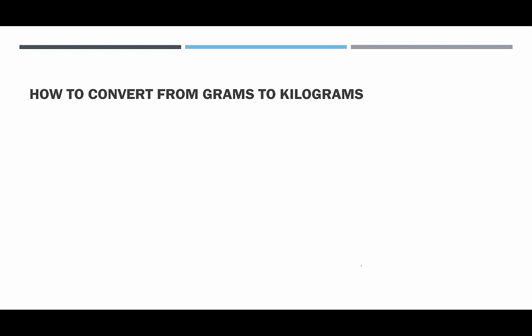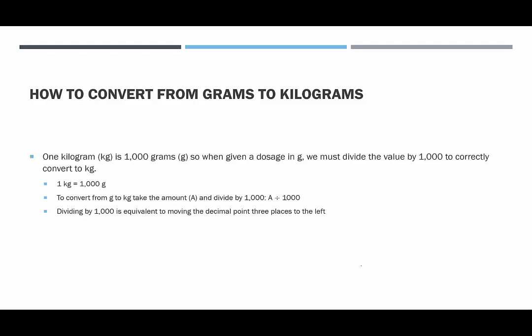Okay, so how do we convert from grams into kilograms? 1 kilogram is 1,000 grams. So when we start in grams, we divide that value by 1,000 to correctly convert to kilograms. The important piece of information here is that 1 kilogram is 1,000 grams, and of course that works out because kilo is a prefix that means 1,000. To convert from grams to kilograms, we take the amount and divide it by 1,000. Dividing by 1,000 is equivalent to moving the decimal point 3 places to the left.